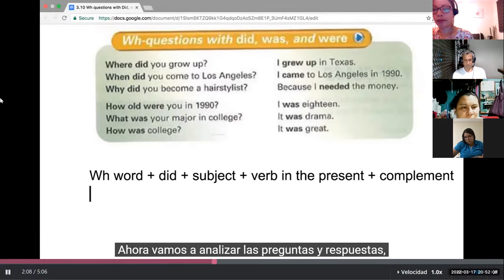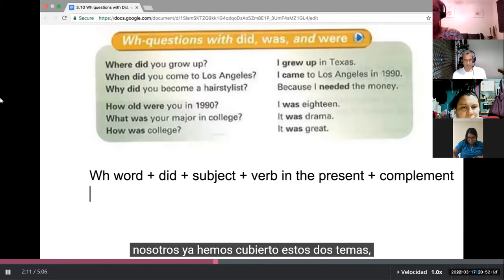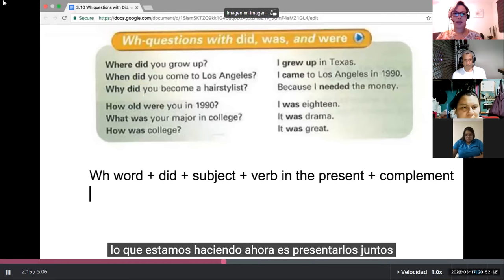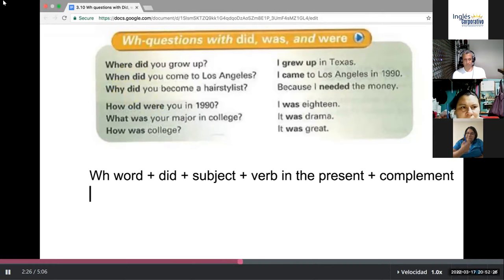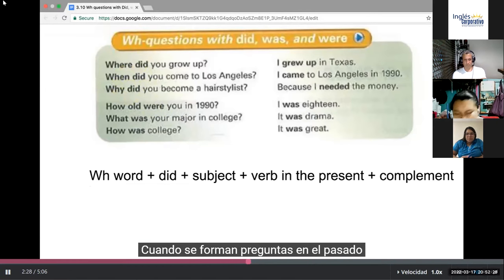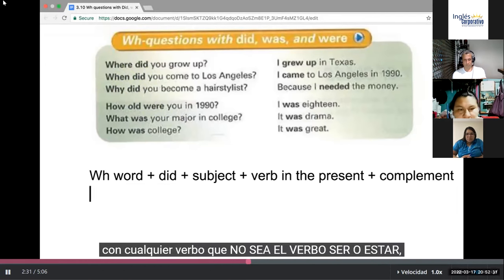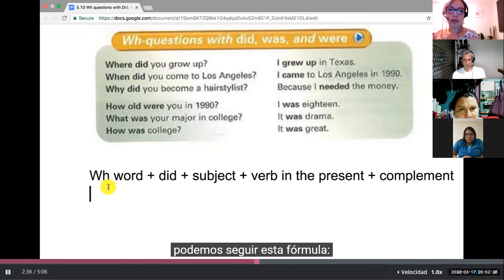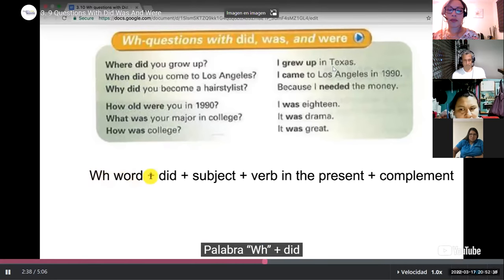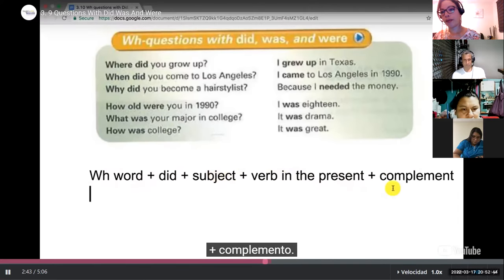Now, let's analyze the questions and answers. We've already covered both of these topics. What we're doing now is presenting them together, hoping that it's not confusing or difficult. So, let's start with questions with did. When forming questions in the past tense with any verb that is not the verb to be, we can follow this formula. WH word plus did plus subject plus verb in the present plus complement.